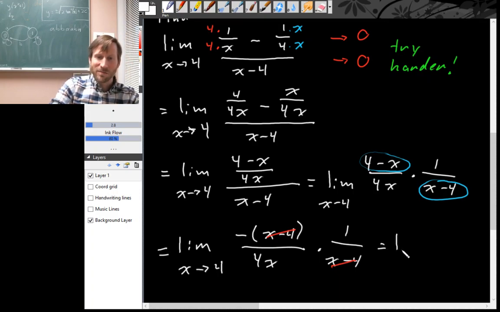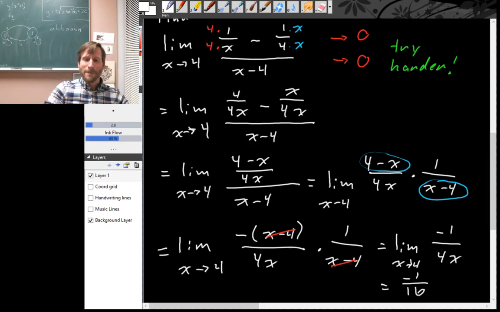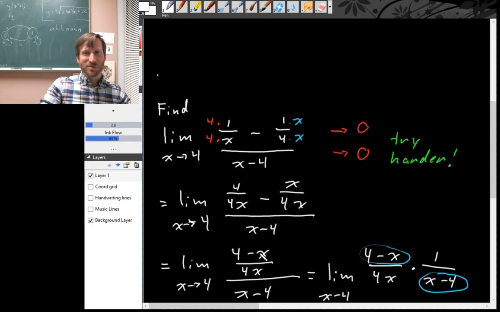And we get the limit as x goes to 4 of minus 1 over 4x. And then we can just use the limit laws to calculate this limit. And we'll get minus 1 over 4 times 4, that's 16. So the result of that entire limit is minus 1 over 16. And we did that just using limit laws and doing some algebra. The algebra in this case was subtracting fractions by getting a common denominator. Okay, these algebra tricks for calculating limits turn out to be pretty good.